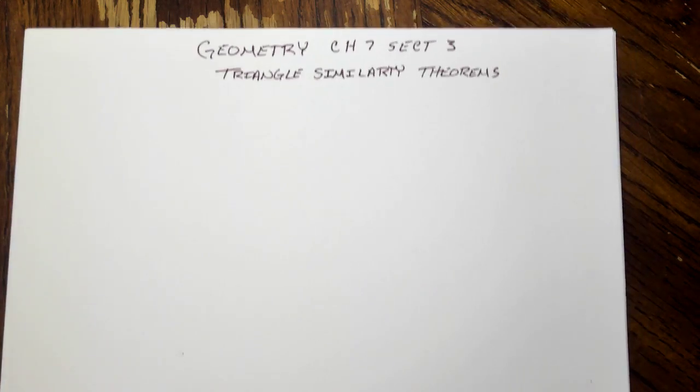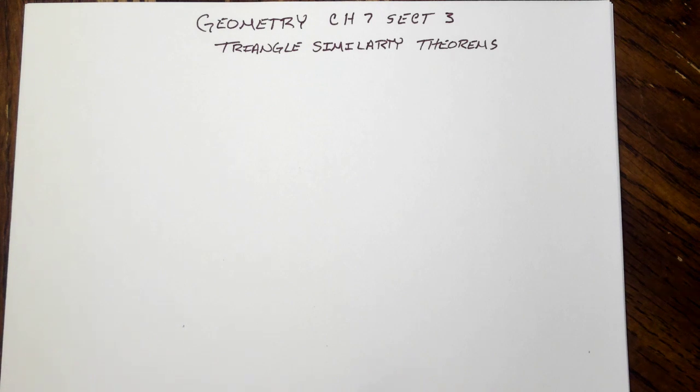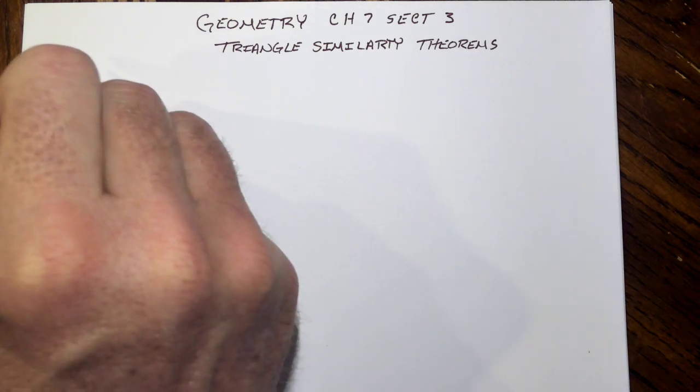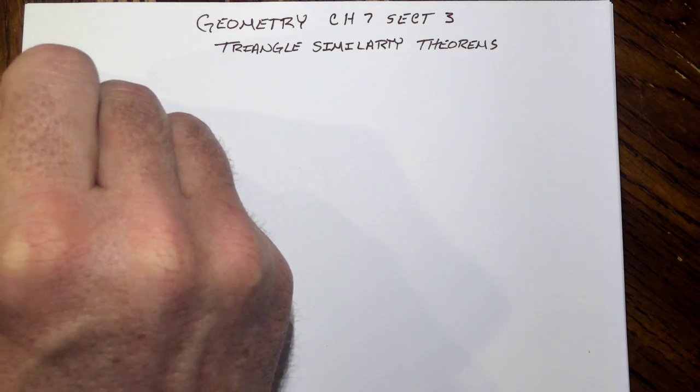Geometry Chapter 7, Section 3, we're talking triangle similarity theorems. As we do this, we'll break it down. There are three things, like with our congruency theorems, that we want to work with. First one we're going to choose is side-side-side similarity.